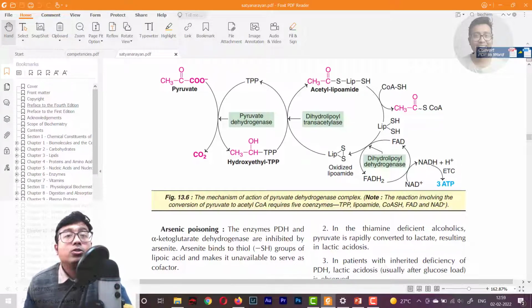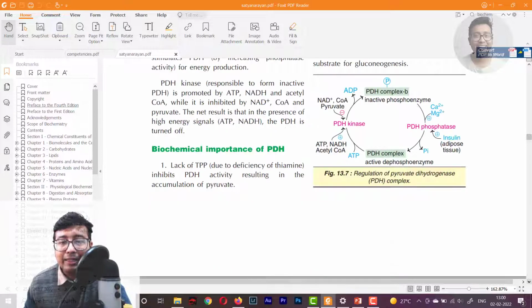And you need to know the names of 5 coenzymes. Remember this, students goof up in viva, and if you can tell this confidently, you get a majority of marks. So what are the cofactors? It's written clearly: TPP, that is thiamine pyrophosphate, vitamin B1, lipoamide, coenzyme A, FAD and NAD plus. These 3 enzymes and 5 coenzymes you need to know. Then you are done with the link reaction. You don't need to read anything else.